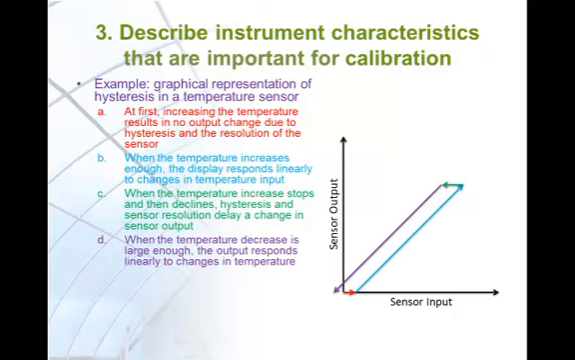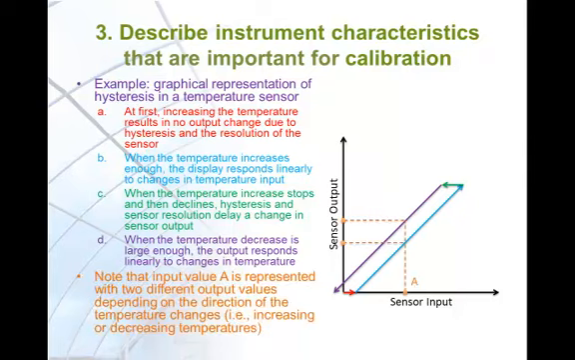When the temperature decrease is large enough to overcome instrument friction, the output or display responds linearly to changes in temperature input. As you can see from the graph, the sensor input value A is represented with two different output or display values depending on if the temperature was increasing or decreasing.